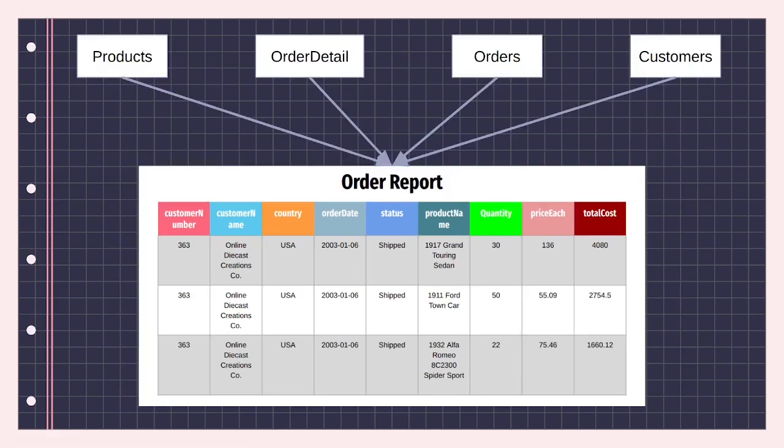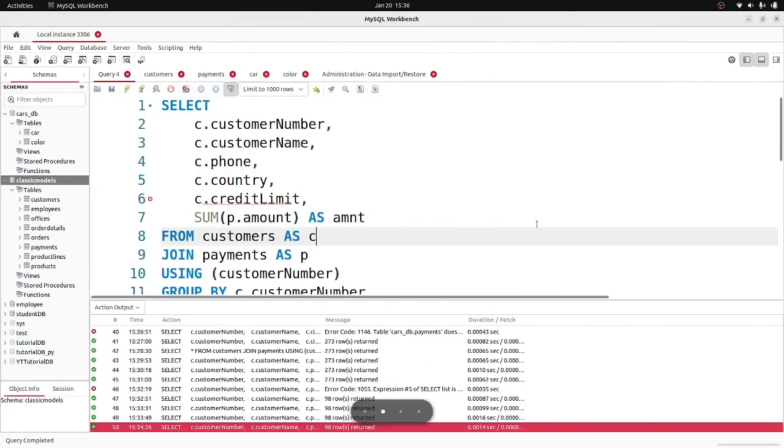Okay. So in this case, you're going to be pulling data from four different tables in order to generate this report. So we have the products table, we have the order details table, we have the orders table, we have the customer table. So we need to pull different rows from all these four tables in order to generate this report. So how do we do that? Okay, so let's jump ahead and look at how we can do that in SQL.